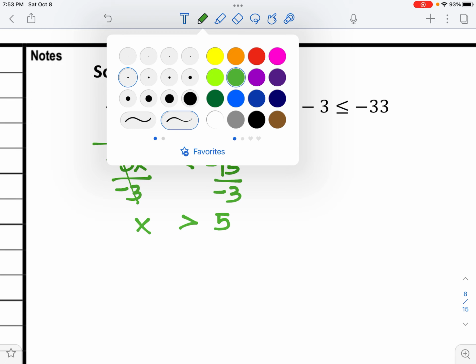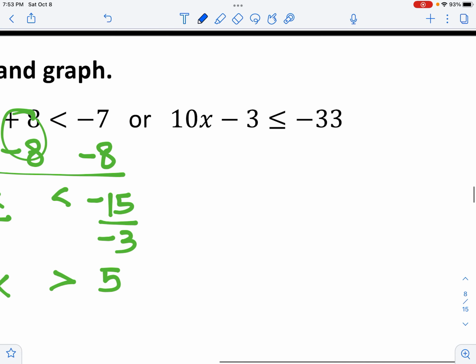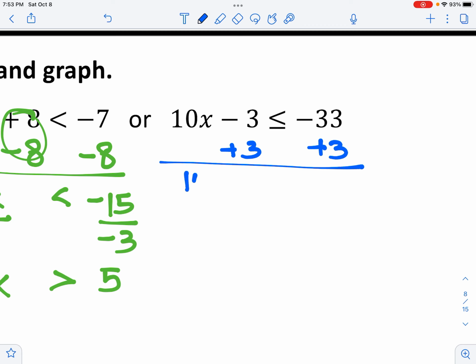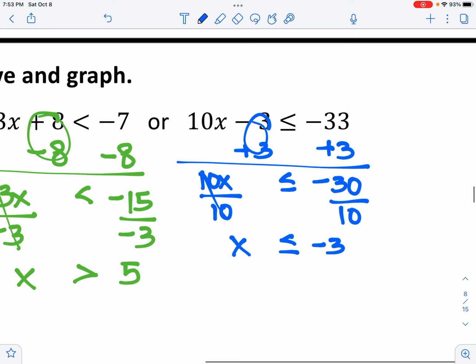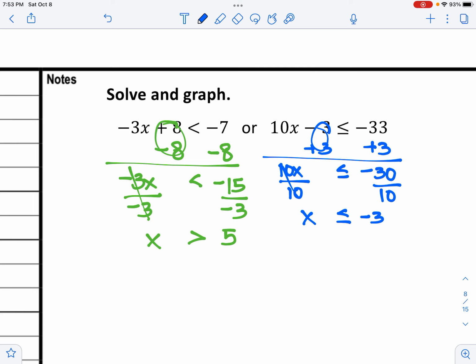And then let's do our other one here. I'm going to add 3. Okay, and I have 10x is less than or equal to negative 30, so I'm going to divide by 10 on both sides. Now, because I'm dividing by a positive number here, it's okay that the 30 is negative, but negative 30 divided by 10, that's not going to flip the inequality here. So I get x is less than or equal to negative 3.